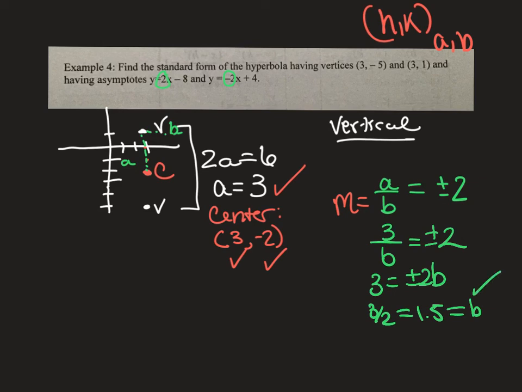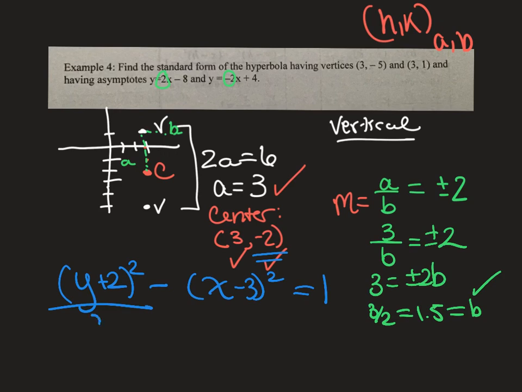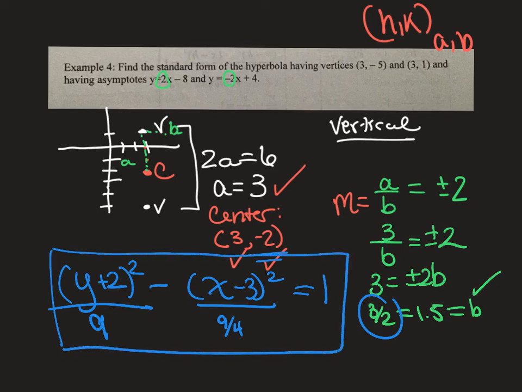Now I know my b value, and I know a, h, and k, so I can write my equation. This hyperbola is up and down, it's vertical, so the y comes first. It's going to be (y plus 2), because y minus the -2 makes a plus, squared over a squared, minus (x minus 3) squared over b squared, equals 1. A always comes first, so 3 squared is 9. I'm going to leave b in fraction form so it's easier to square it, so 3 over 2 squared is 9 over 4. And here is the equation of your hyperbola. It says standard form, and this is our standard form.